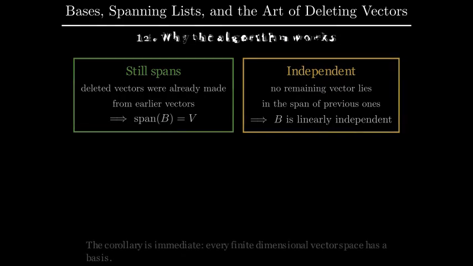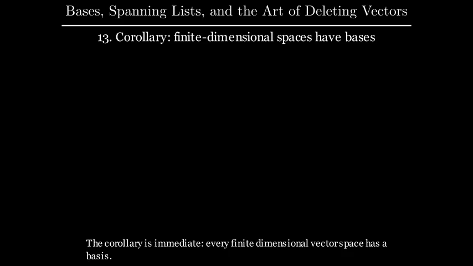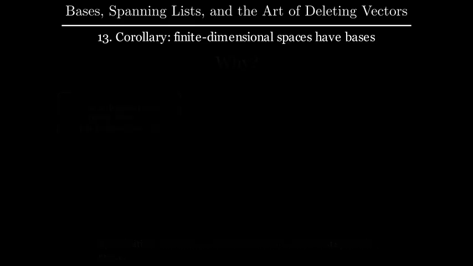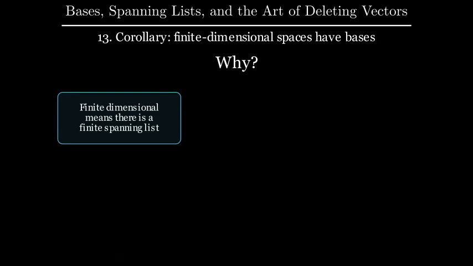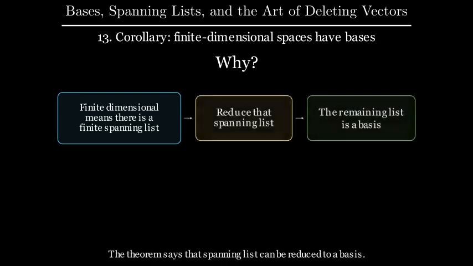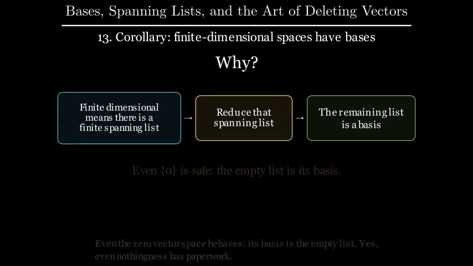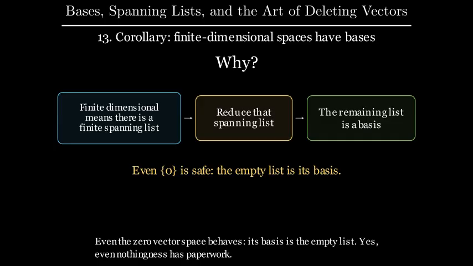The corollary is immediate. Every finite-dimensional vector space has a basis. By definition, finite-dimensional means some finite list spans the space. The theorem says that spanning list can be reduced to a basis. Even the zero vector space behaves. Its basis is the empty list. Yes, even nothingness has paperwork.